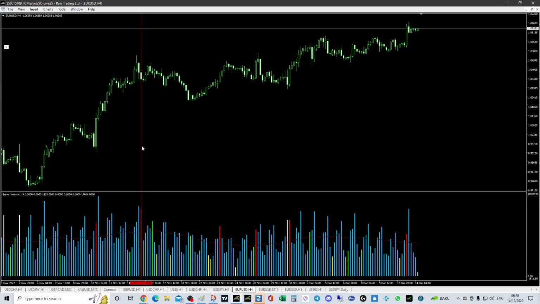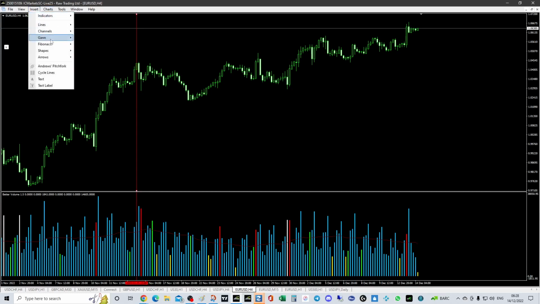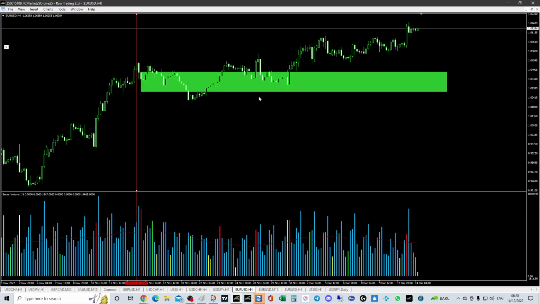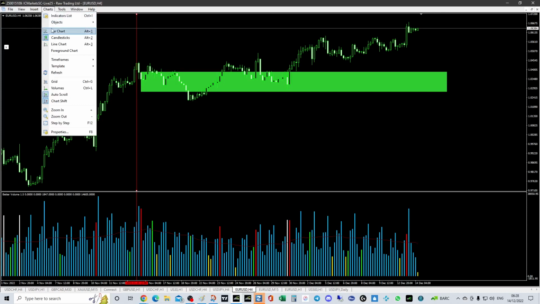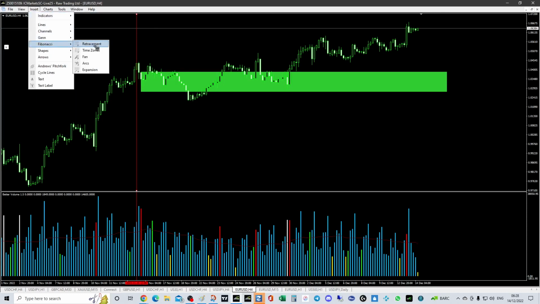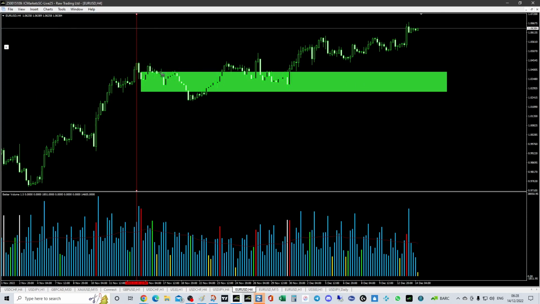Vertical line, let's get that, which I did, and that corresponds to this one. So insert shape, rectangle, we're going to grab that, and then we go to insert, then to fib, and we're looking for a retest. So I guess in this one here, we're looking for a retest, so we might have got caught out there because we're looking to buy above that.